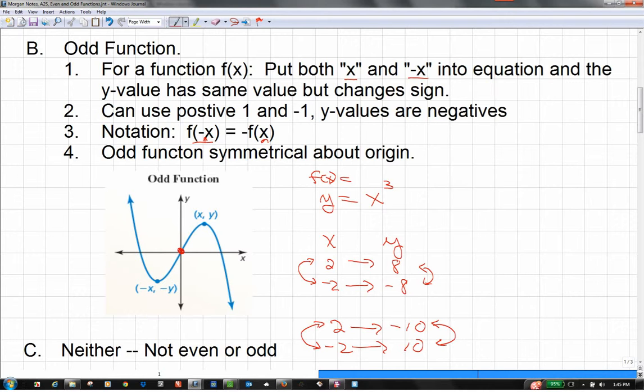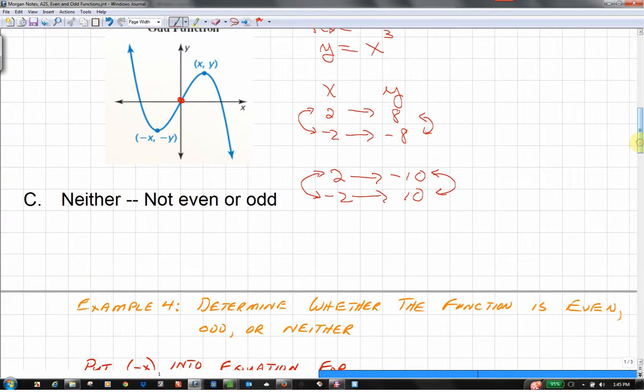Let's say I've got some function that is x cubed plus 1. What we're going to do is put in some value of x and see what we get out for y. So I'm just going to put a 1 in and a -1.